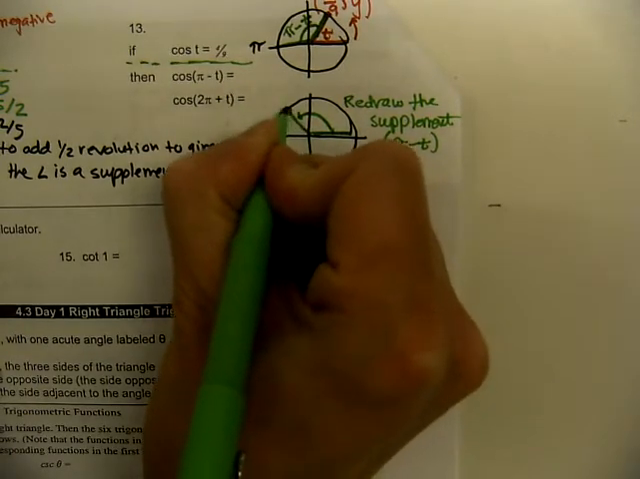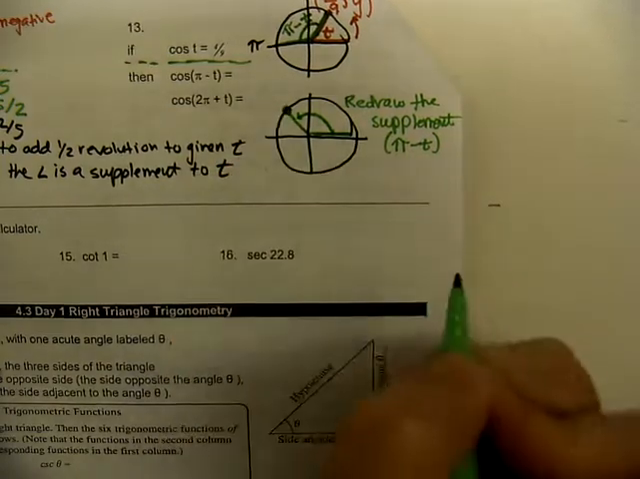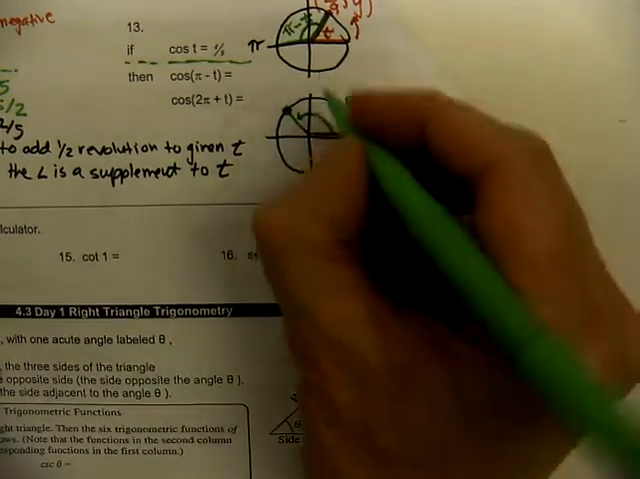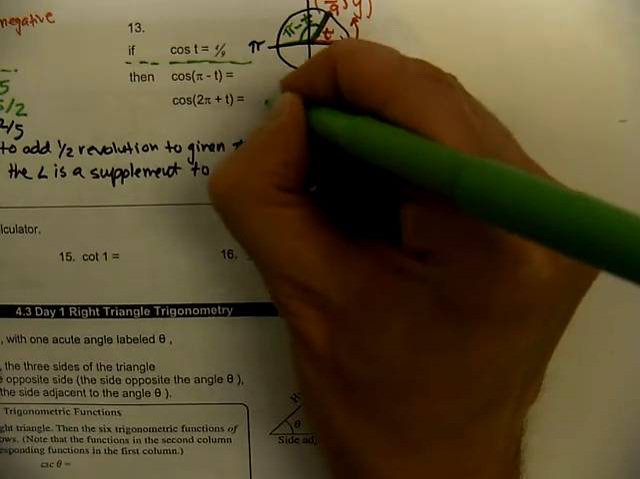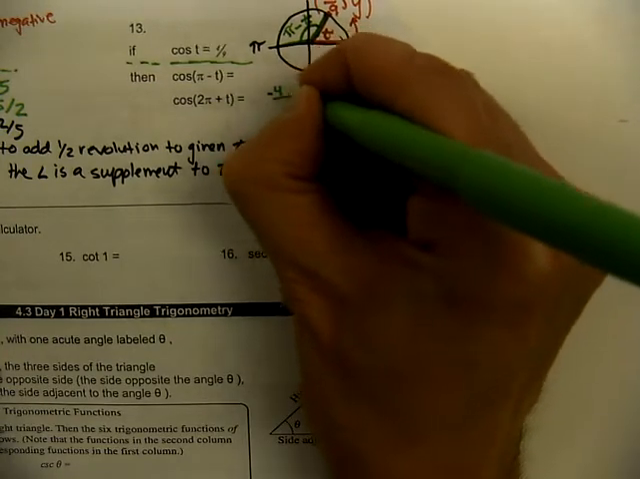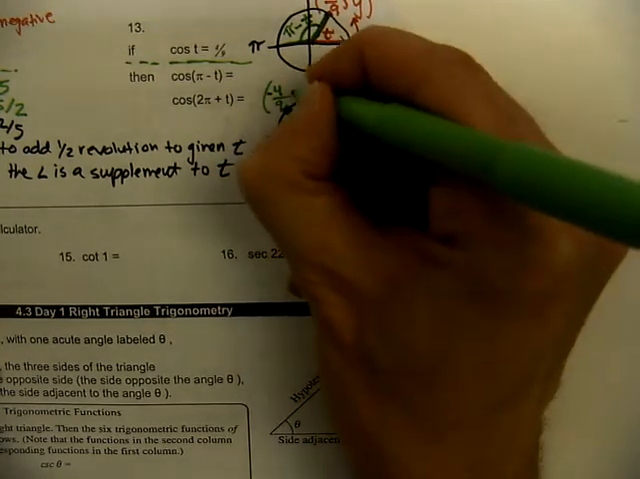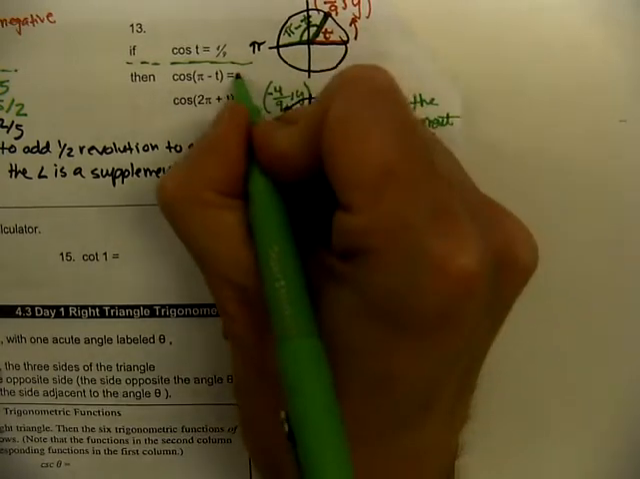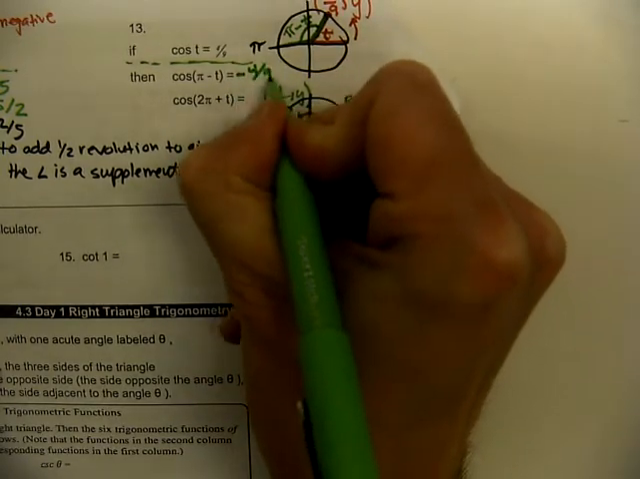There it is. And the question is, what is the x-coordinate now? Well, now we're in quadrant 2, which means that this x-coordinate is negative 4/9. And that's our answer, negative 4/9.